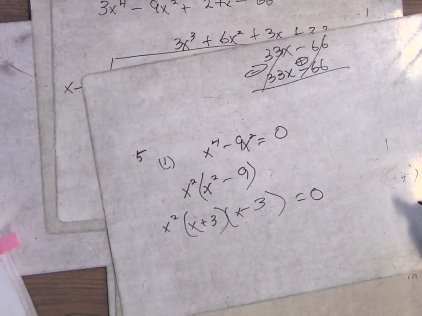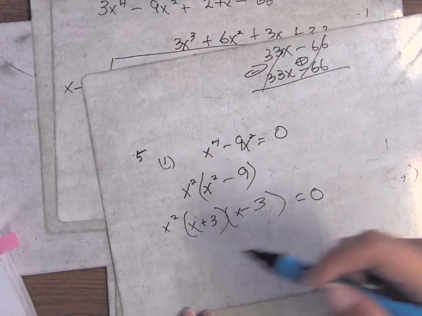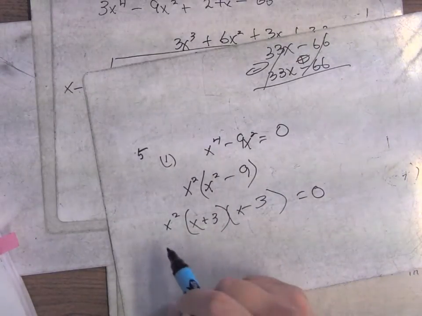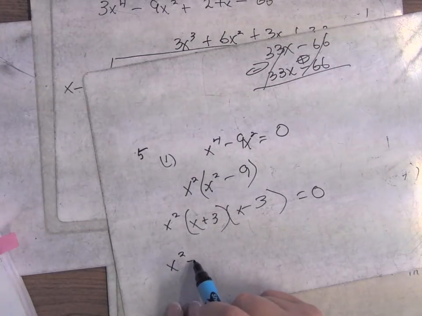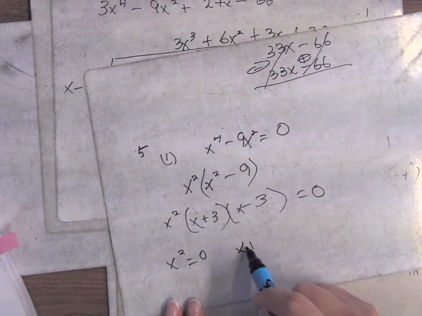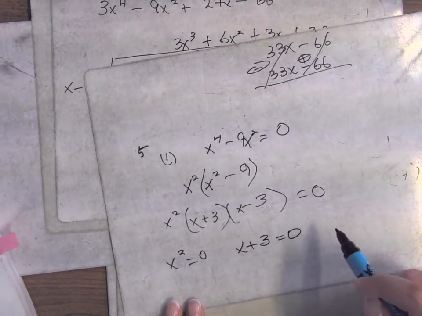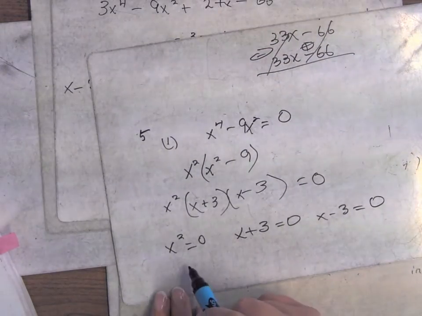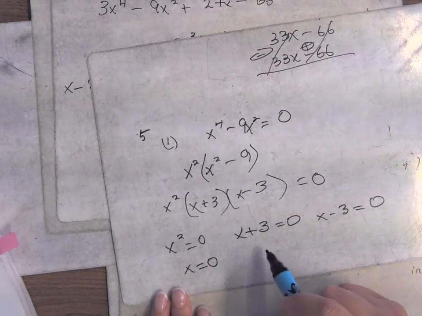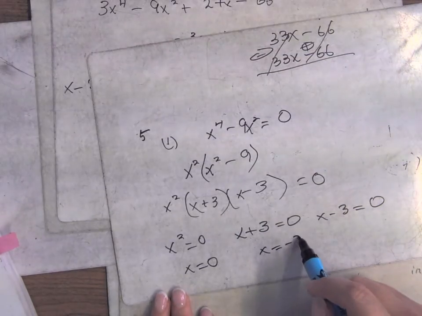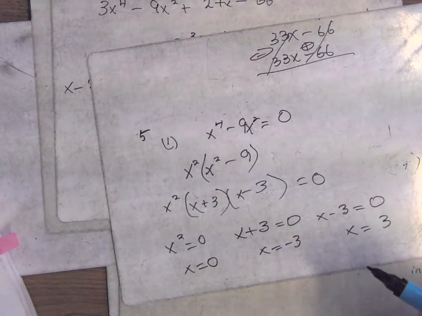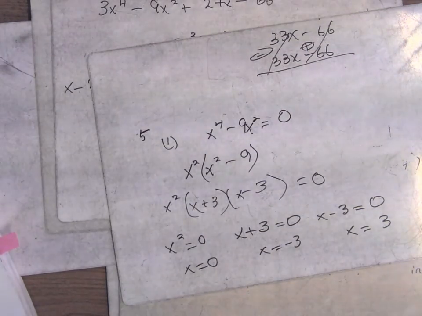Suggestion: let each bracket equal 0. You know the way when you did a quadratic you let each bracket equal 0? So there are just 3 brackets here. This is the first bracket: x squared equals 0. x plus 3 equals 0. And x minus 3 equals 0. So x squared is 0, so you get x is 0. Here x is equal to minus 3. And here x is equal to plus 3. So you actually have 3 answers there: 0, minus 3, plus 3.